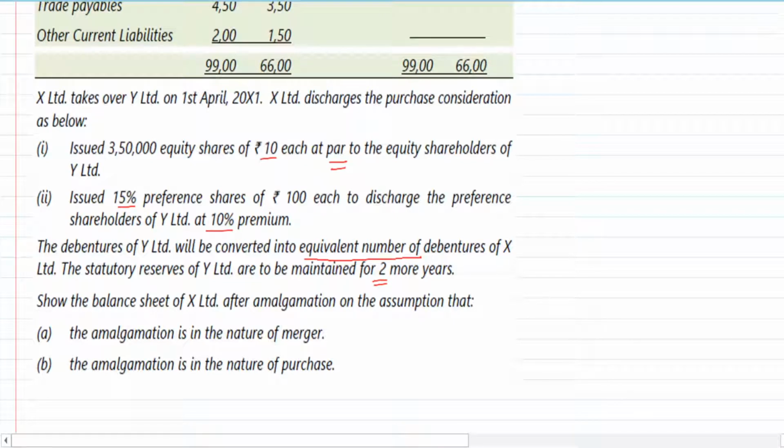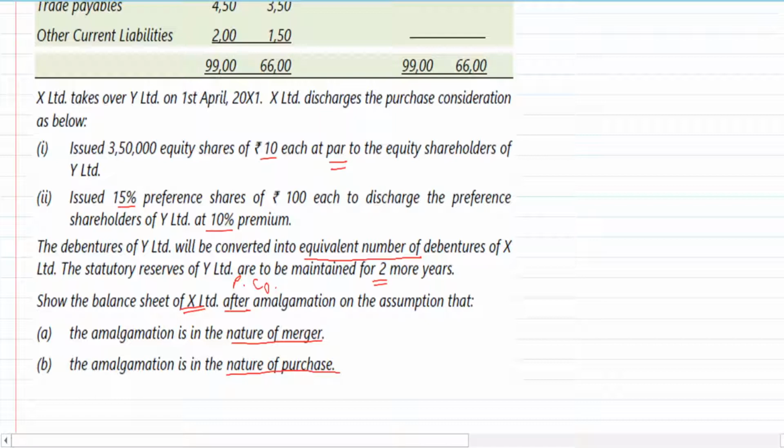Show the balance sheet of X Limited after amalgamation on the assumption that amalgamation is in the nature of merger, and amalgamation is in the nature of purchase. So we are supposed to prepare the balance sheet of X Limited. X Limited is none other than the purchasing company. So purchasing company's balance sheet is to be prepared assuming amalgamation is the nature of merger or amalgamation is the nature of purchase.